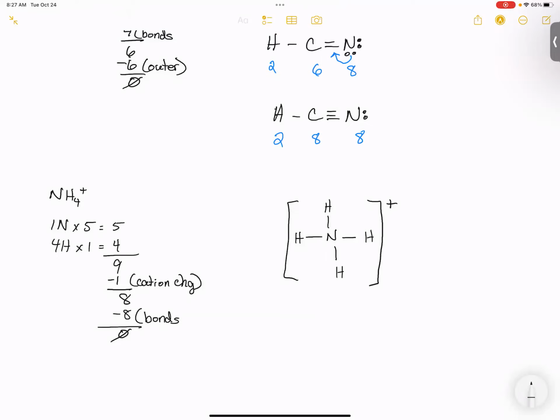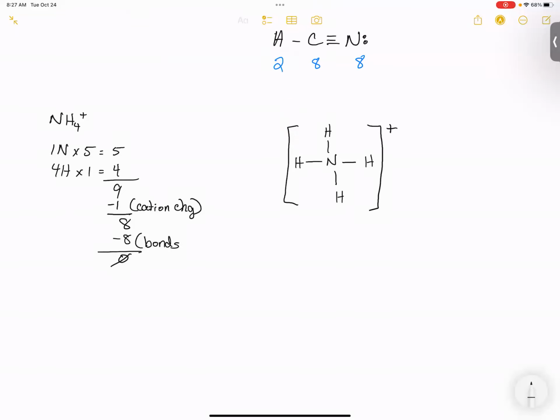Okay. I'm gonna save the rest of the ions for a little bit later, because I think all of them involve resonance except hydronium. And we're gonna move on to the next phase.